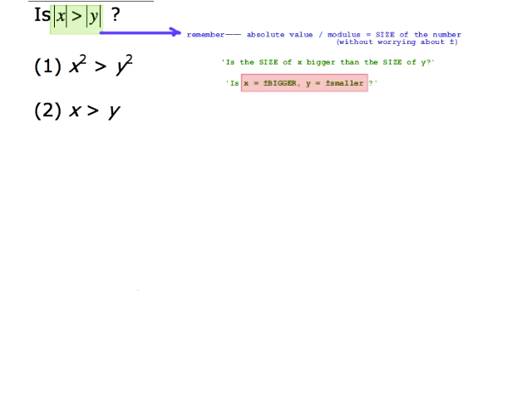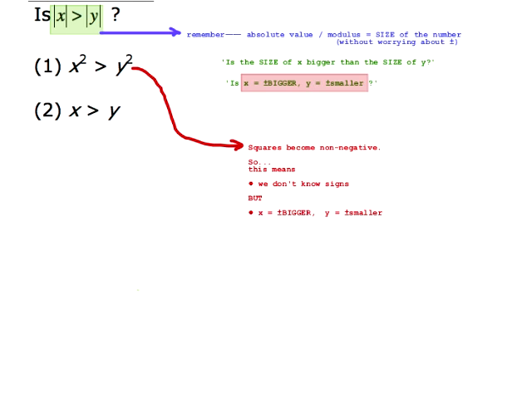And if you think about what makes a square bigger than another square, remember that squares are non-negative, because if it's 0, then it's not positive. This means we don't know the signs. They could be anything, but we know that x has to be bigger than y. We know x is plus or minus bigger, and y is plus or minus smaller, because that's the way you're going to get squares to be bigger than other squares.